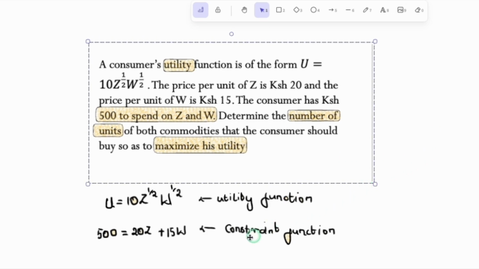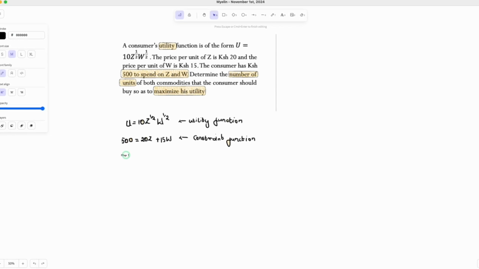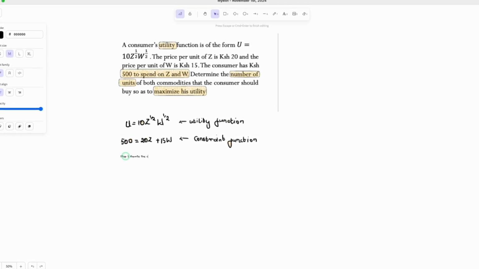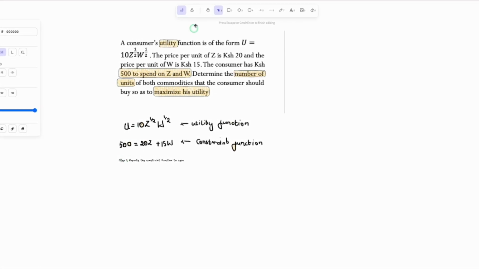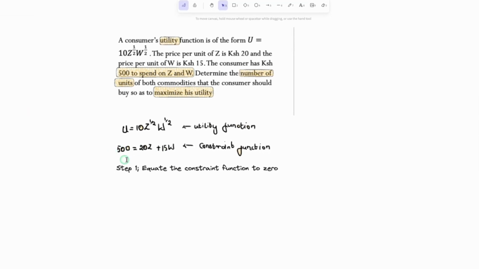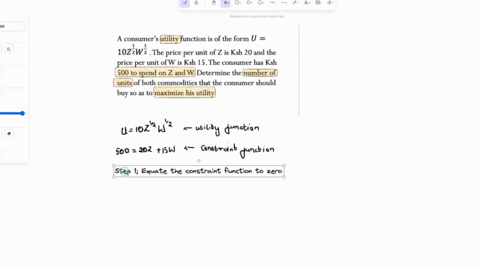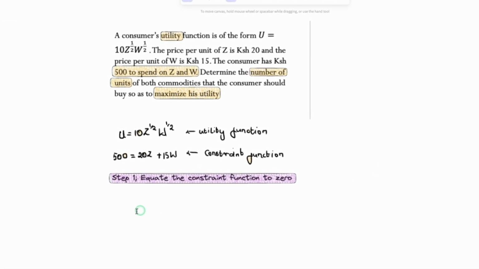And to do that involves a series of steps that we shall begin to look at right now. The first step I'm going to describe as step 1. I'm going to describe as equate the constraint function to 0. Remember, we've just identified our constraint function here. This is our constraint function that we now wish to equate to 0.